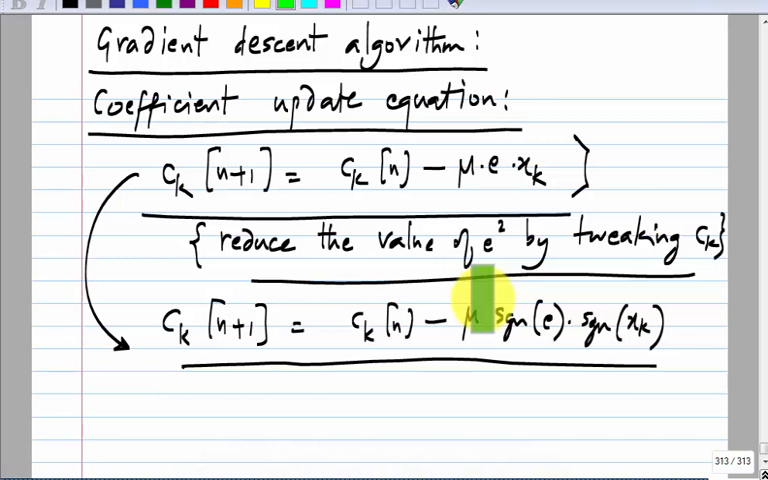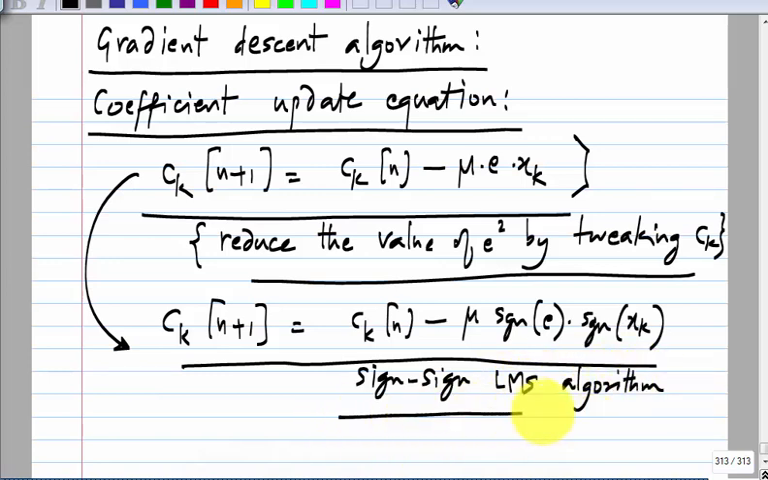Basically, here the step size is a constant in the new case, right? Regardless of the value of e times xk, e could be very small. Even then, you take fixed steps. This is something like Bang Bang control, right? You don't really look at the value of the error. Your step size is always fixed. But then you can take the step itself to be sufficiently small and you may be okay. So this is known as the sign-sign LMS algorithm.